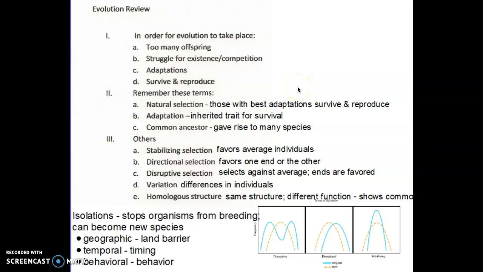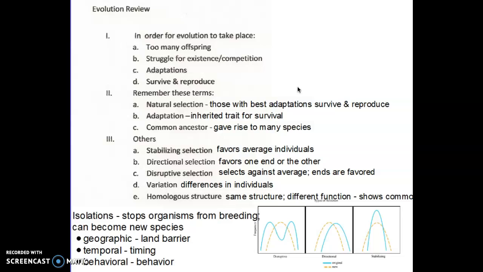All right, the topic of today's review is evolution, and then I'm going to throw some classification in there. Okay, so guys, I don't know why students traditionally don't do so well on evolution. It really boils down to common ancestors, surviving and reproducing, and being better suited to your environment. So try not to make it so difficult. I want you to think more common sense.